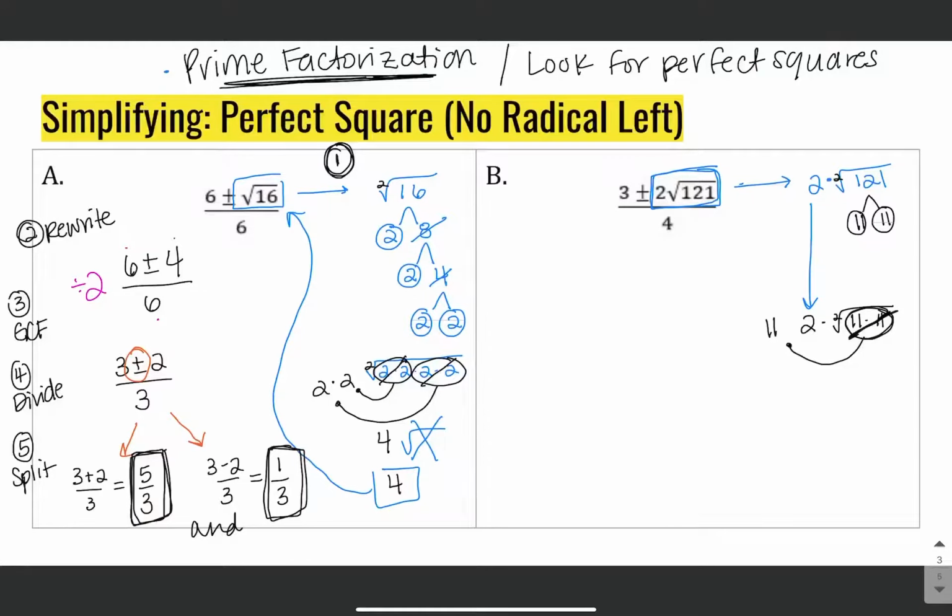So again, question ourselves, do I have any numbers left underneath the radical? The answer is no. All we're left with is 11, and we're going to multiply that with 2. So 11 times 2 is 22. And again, no radical, so my answer right here is just 22. This number is what's going to get replaced in my problem. So I'm going to rewrite. I should have 3 plus or minus. And now instead of 2 radical 121, I have 22 divided by 4.